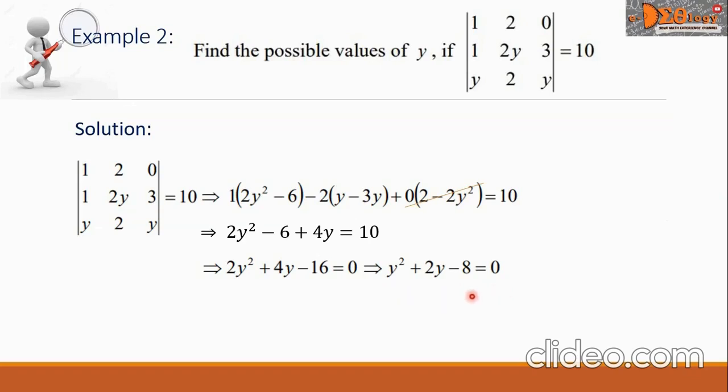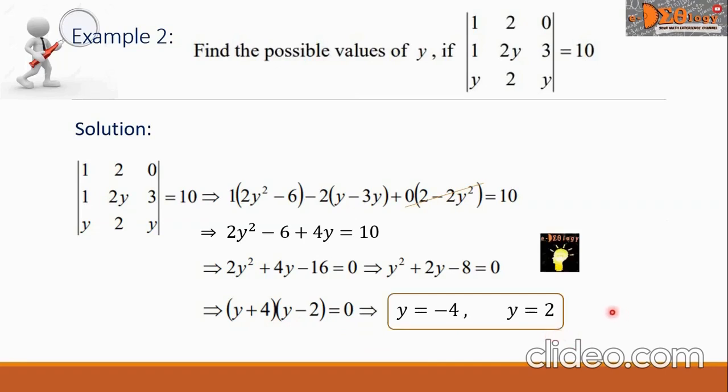We will factor out the left side. So we will have y plus 4 times the quantity y minus 2 equals 0. From here, we can get the values of y respectively. So we have y equals negative 4 and y equals 2. These are the values of y.